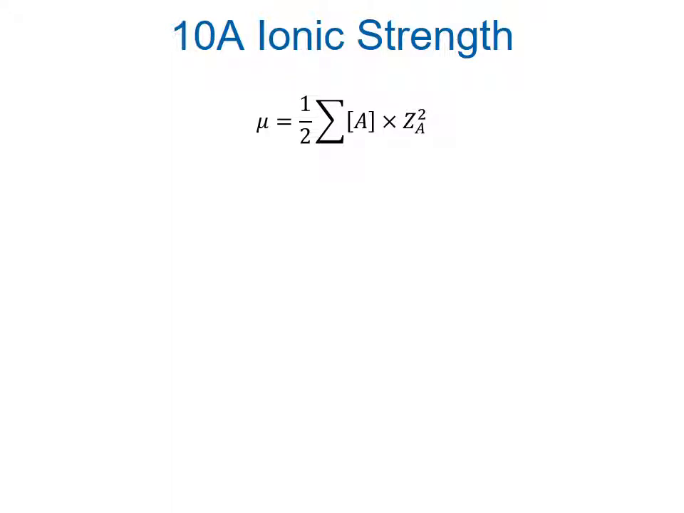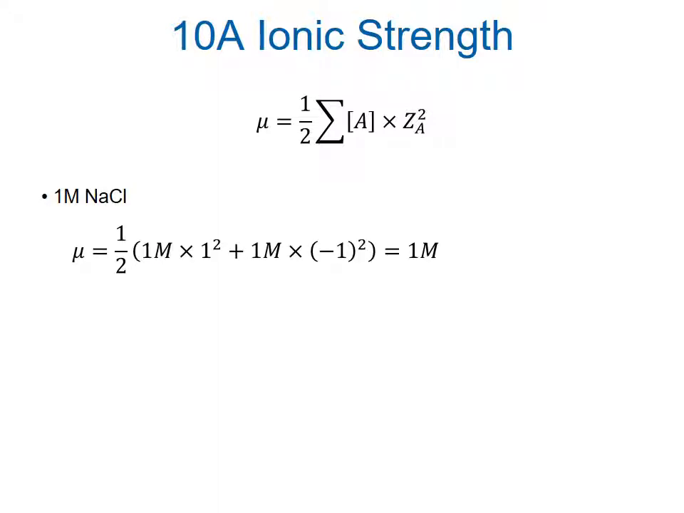So let's hone in on this a little bit more so we can work through some calculations. This is our ionic strength equation. If we take 1 molar sodium chloride, we set it so that we have 1 molar sodium times the +1 charge of sodium squared plus 1 molar of chloride times the -1 charge of chloride squared, and then we take 1/2 of that sum to give us 1 molar overall. Hopefully that more or less makes sense.